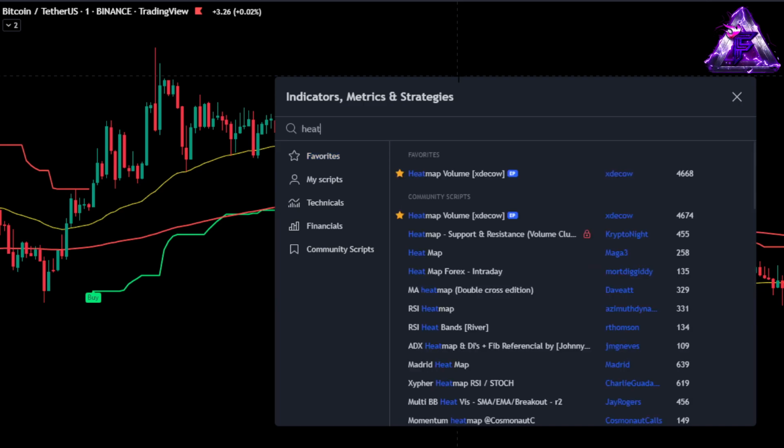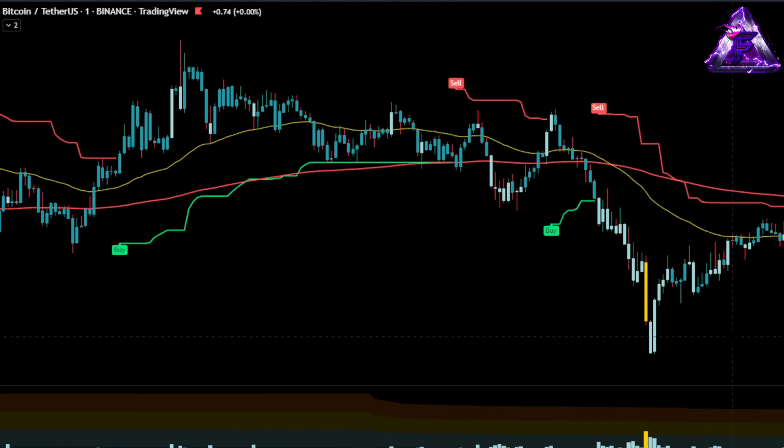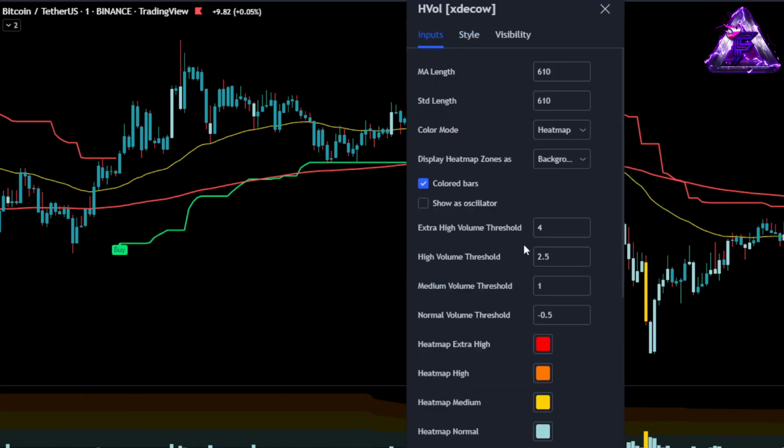our heat map volume indicator, which is this one here by XDE Cow. Please pay very close attention to the adjustments of our settings. So make sure you come across to your style section here, and we are going to be changing our extra high volume threshold to 3, our high volume threshold to 1.5, and our medium volume threshold to 0.2.